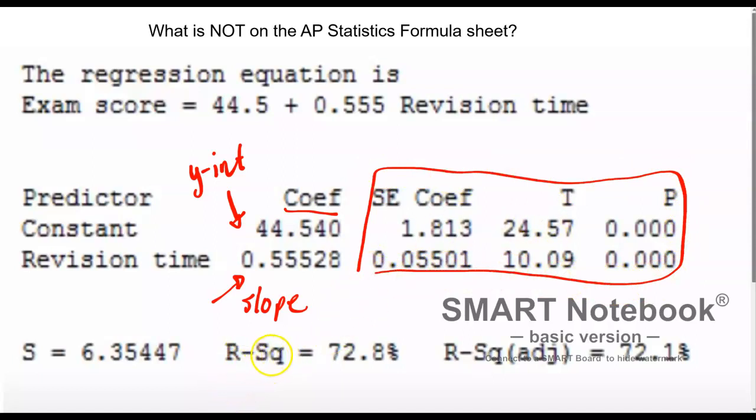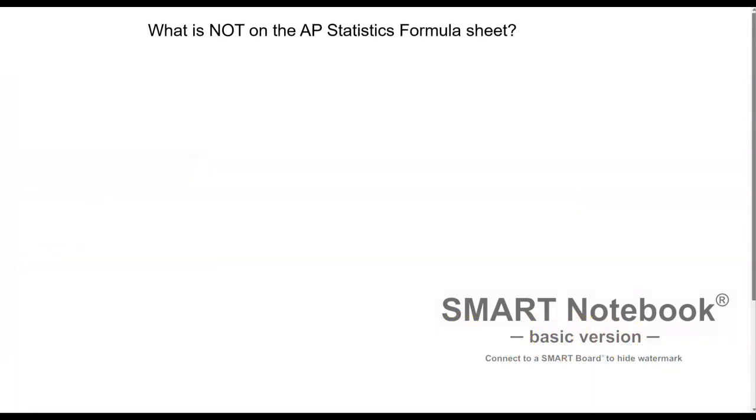What else needs to be said? R squared is this value in this case. You can take the square root to get R, and here is the standard deviation. So really, everything else you can disregard.